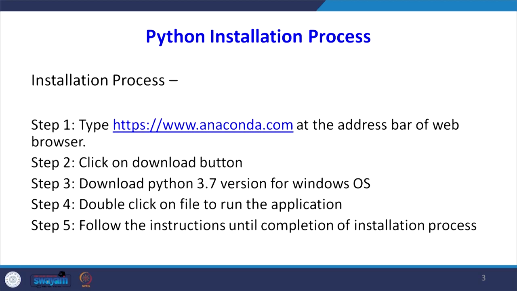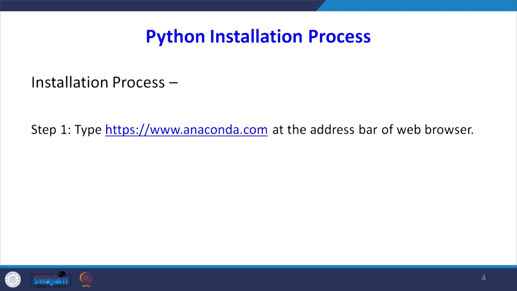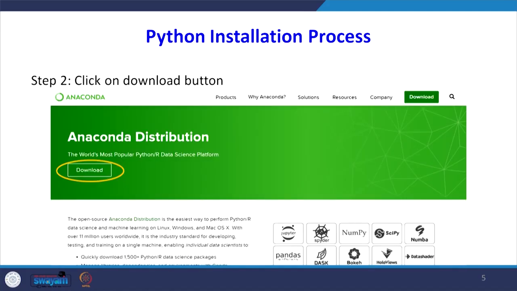What I have done, I have taken the screenshot of all the 5 steps while installing on the laptop. I am going to show each step in the form of screenshot. The first one is type www.anaconda.com at the address bar of the web browser. Second one is once you typed it, you can see this screen. So, here you see this location, there is a download option. When you click that, you see that on the left side also I have circled, there is a download option, you download it.